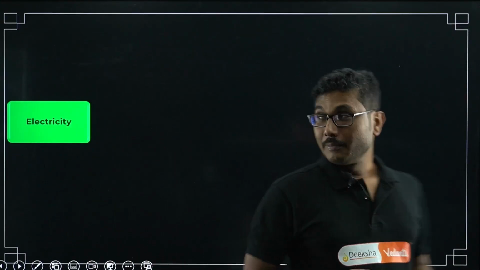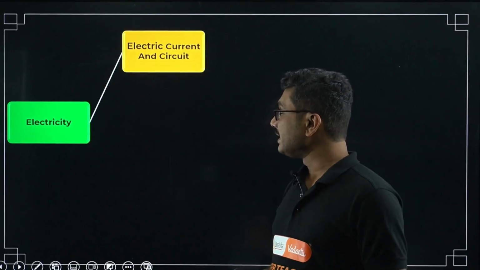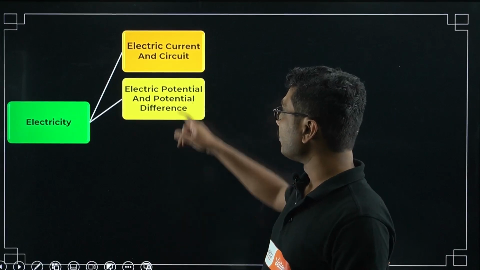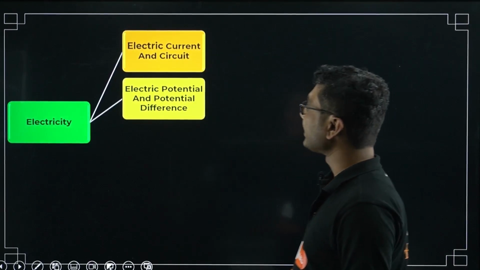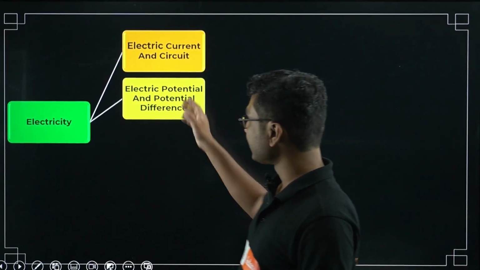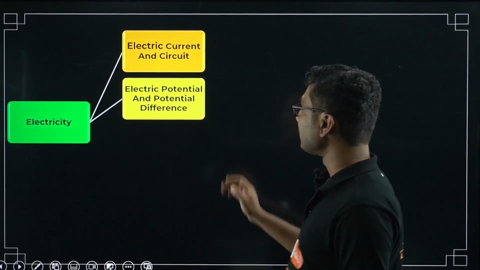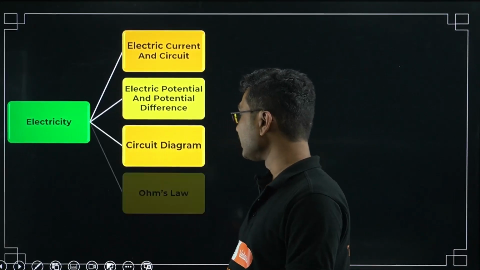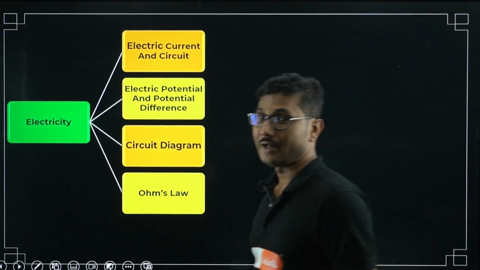So first let us look into the mind map of the chapter. We have already seen it yesterday, but if you have missed yesterday's class, let's look into it once more. Electric current and circuit was the first topic yesterday. Then electric potential and potential difference we have discussed. Circuit diagram also we have discussed. Then Ohm's law we have discussed.